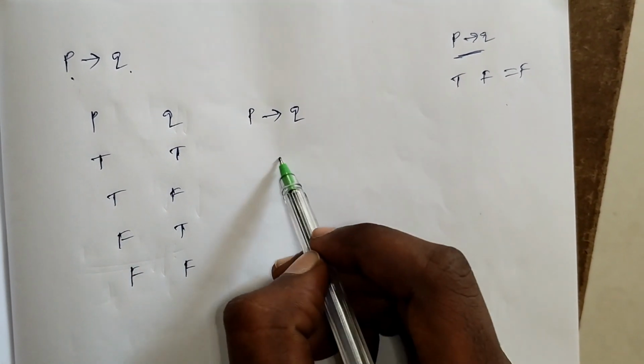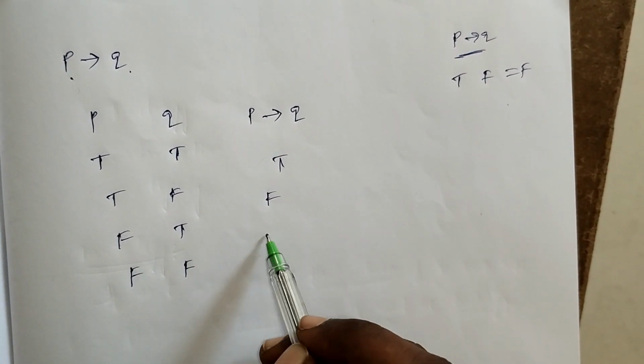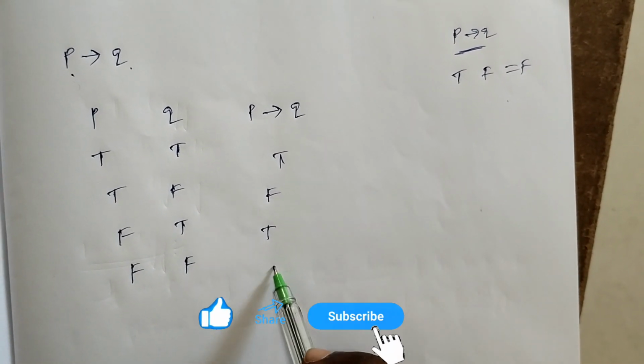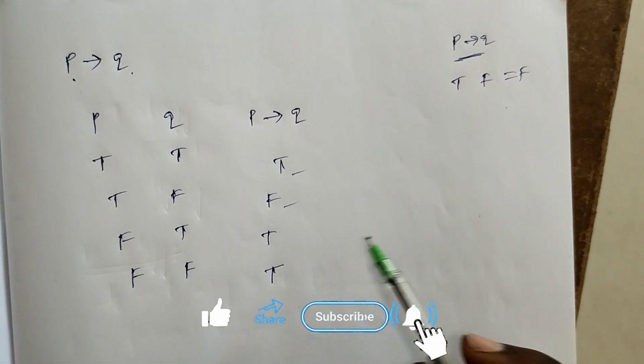So true true becomes true, true false becomes false, false true becomes true, false false becomes true. So the combination of true statements and false statements is called as contingency.